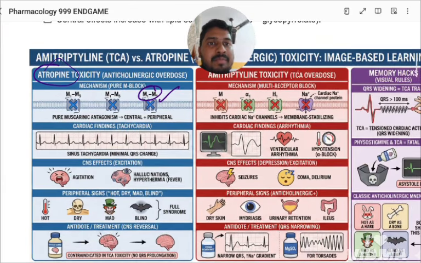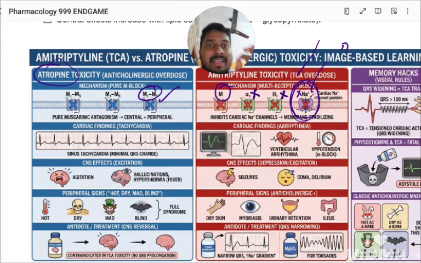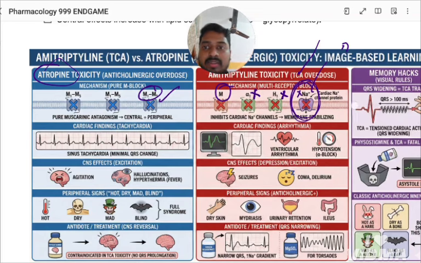But in case of amitriptyline or in case of TCA overdose, you should know that in addition to muscarinic receptor, it also inhibits alpha-1 receptor, that is sympathetic. It also inhibits H1 histamine receptor. It also inhibits, what is more important to us, the sodium channels, and these sodium channels are responsible for maintaining membrane polarization in cardiac cells. So this can actually cause arrhythmias. Arrhythmias are a very important component of TCA toxicity and not atropine toxicity.